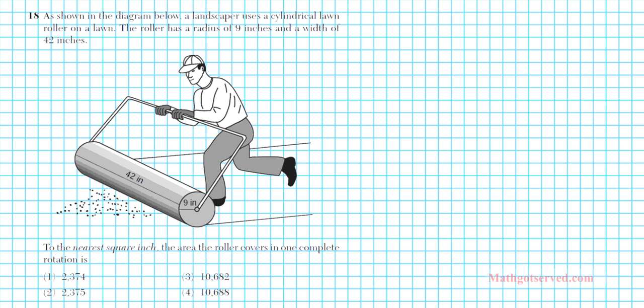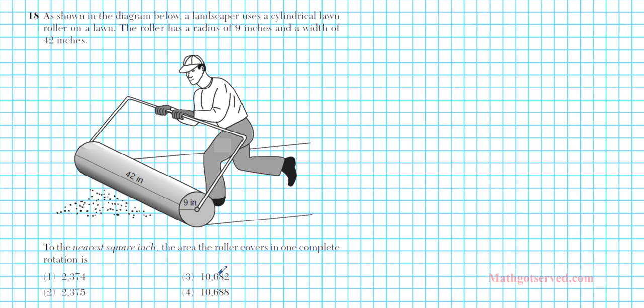All right, let's take a look at problem 18. It says, as shown in the diagram below, a landscaper uses a cylindrical lawn roller on a lawn. The roller has a radius of 9 inches and a width of 42 inches. So there goes your gardener. Looks like he's running. Anyway, the question says, to the nearest square inch, the area the roller covers in one complete rotation is. So what is one complete rotation of this cylindrical lawn roller?